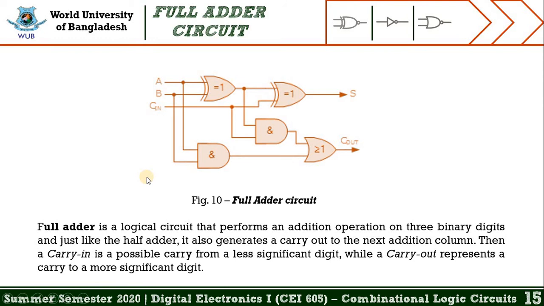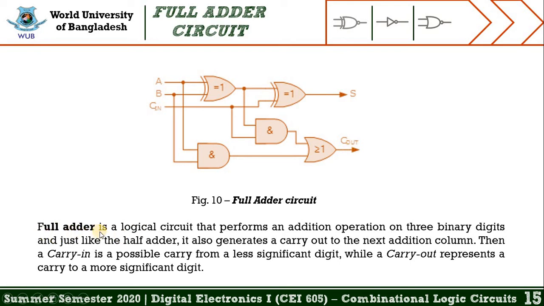From this slide, we may learn the circuit of full adder. So let's start. Figure 10 represents the full adder circuit. We have already learned that full adder has 3 inputs, which are symbolized by A, B and C in. And from the output section of the full adder circuit, we get 2 parameters. One is sum and another one is carry out.